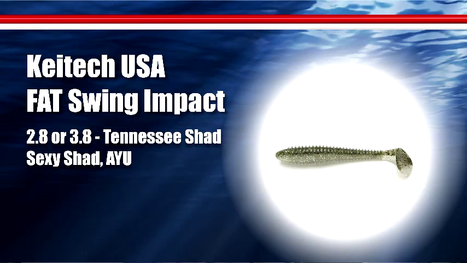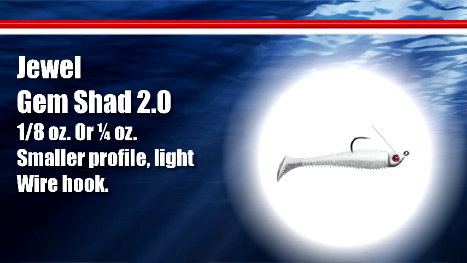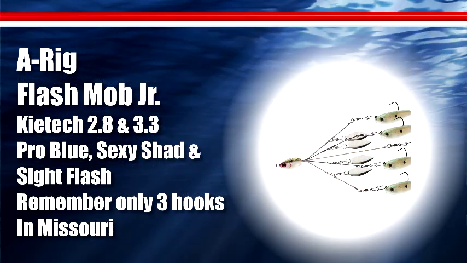I've been throwing the 2.8 from Kitech matched up with the Jewel Gem Shad in the 2.0, the smaller one, doing well with that. Catching a few on an A-rig still, but I feel like that A-rig bite is probably going to be going away. I think you can still catch them on it. You can probably catch some bigger fish on it. It's just we're not getting the numbers that we were getting, say, a month ago on it. So keep that in mind.